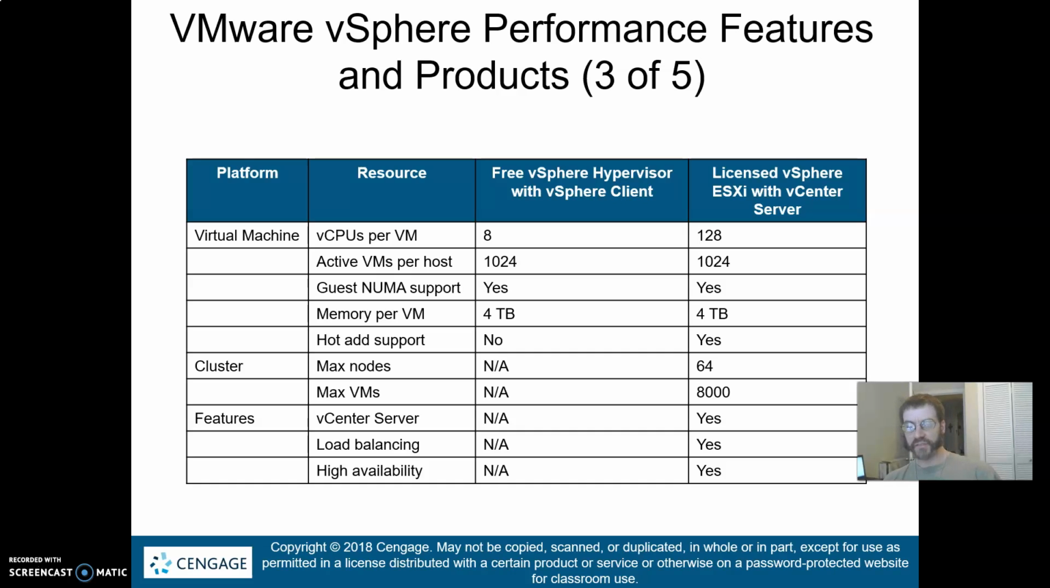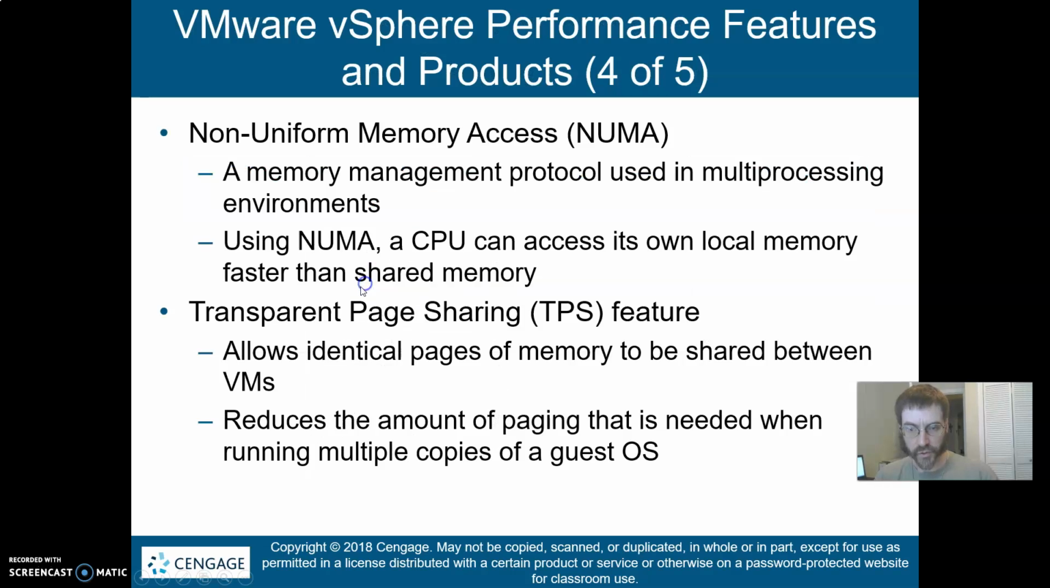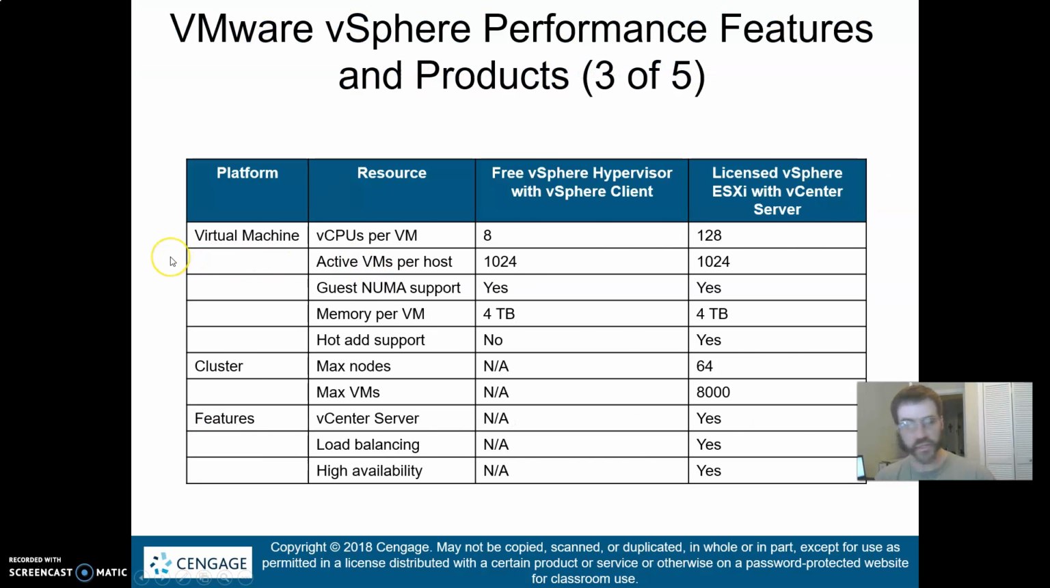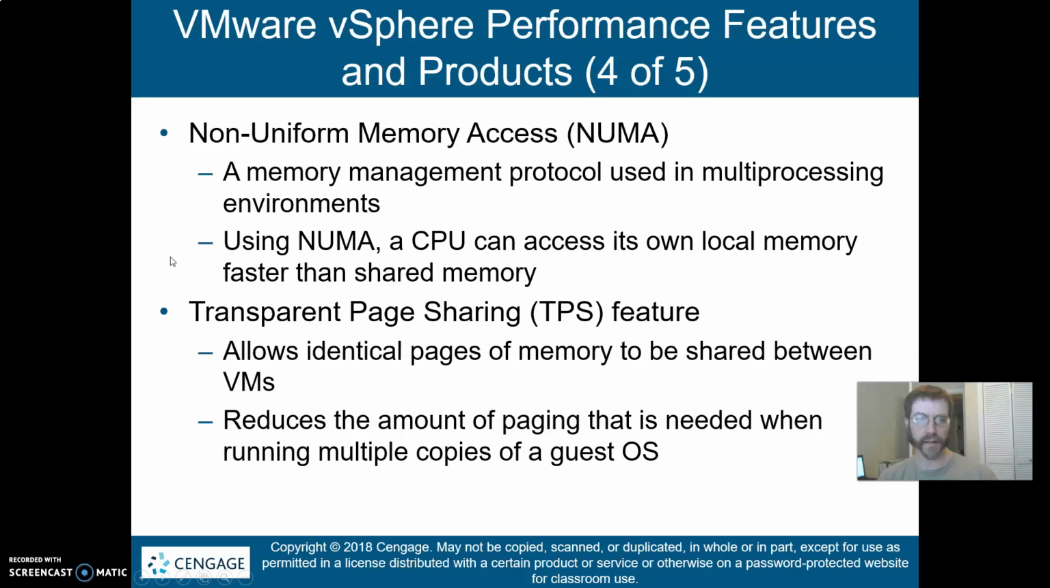Now, one of the things it gives us, one of the bits of alphabet soup here, NUMA. NUMA is non-uniform memory access. That allows, particularly in a multi-processing environment, the OS to be a good deal more strategic and specific in how it accesses memory. The CPU can use its own local memory rather than shared memory if necessary.